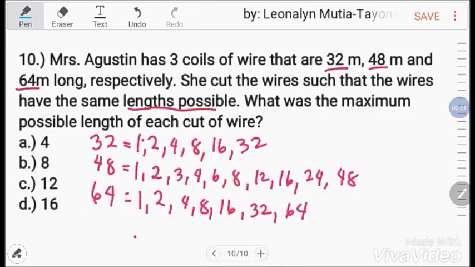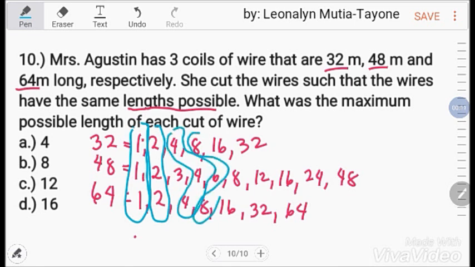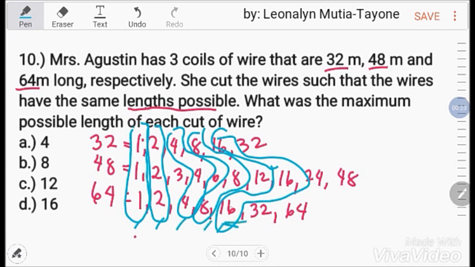So, as usual, this is another way na ilagay mo lahat ng mga factors nila. Let's look for the common factors. They're common factors, and these are yung 4, yung 8. Next is, mayroon pang 16. So, these are the common factors. 16 is the greatest common factor.